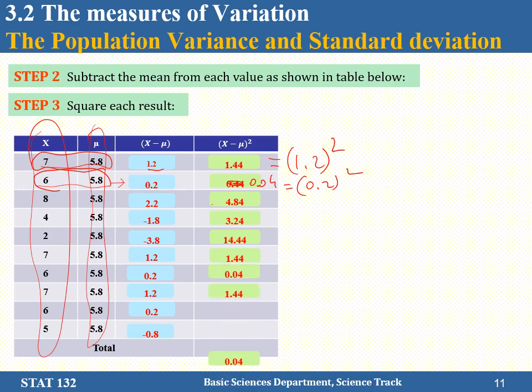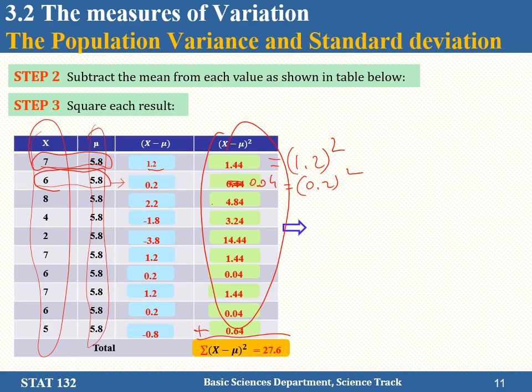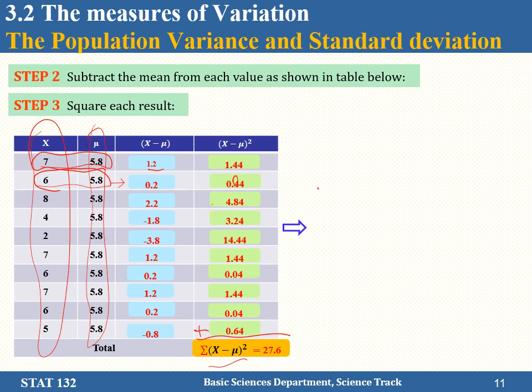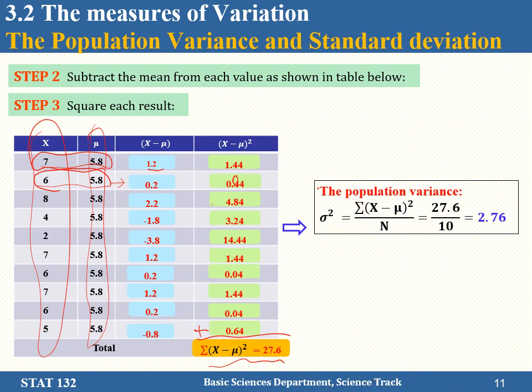And then at the end, we have to add all of them and write the sum. Sum means you add all of these. With this addition, you get this value, and then you divide it by n. Here n is the number of individuals or subjects in the population. So how many is this? It's 10. So we get the population variance as 2.76.